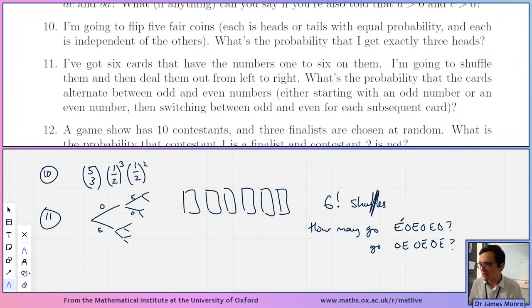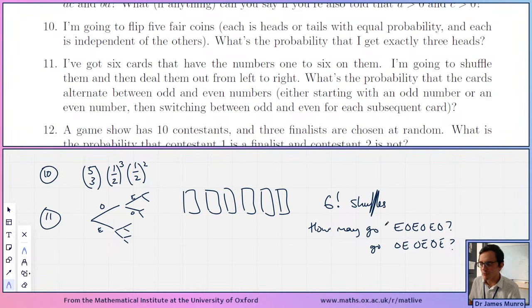Okay, so if they go even, odd, even, odd, even, odd. Now you can think about that as a probability tree, that maybe the first one's even, maybe it's not. Maybe the second one's odd, maybe it's not. But instead of that, I think it's complicated because the cards are separate, right? Once you've revealed that this one is six, none of the other cards are the card six. So that's a bit tricky. Instead, let's think about filling them in.